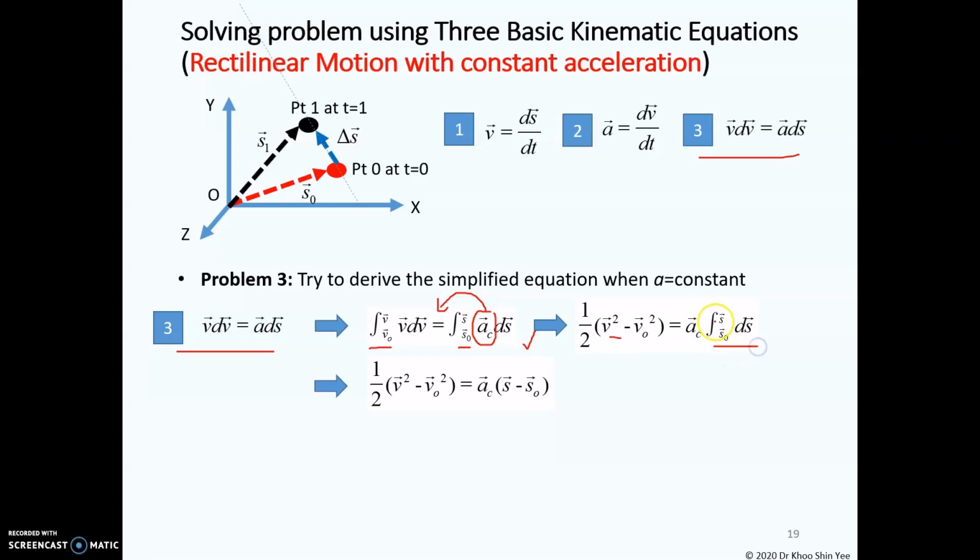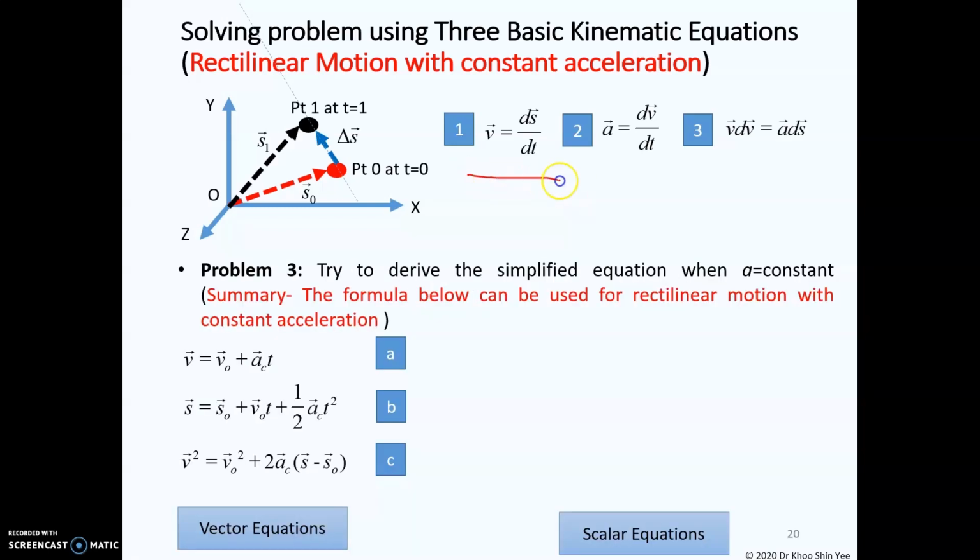On the right hand side, integrate dx, you obtain x, and if you substitute the limit inside, x0 and x, then you should obtain this answer. Remove 1 over 2 by multiplying both sides with 2, and then move v0 squared to the right hand side. You should be able to obtain equation C.